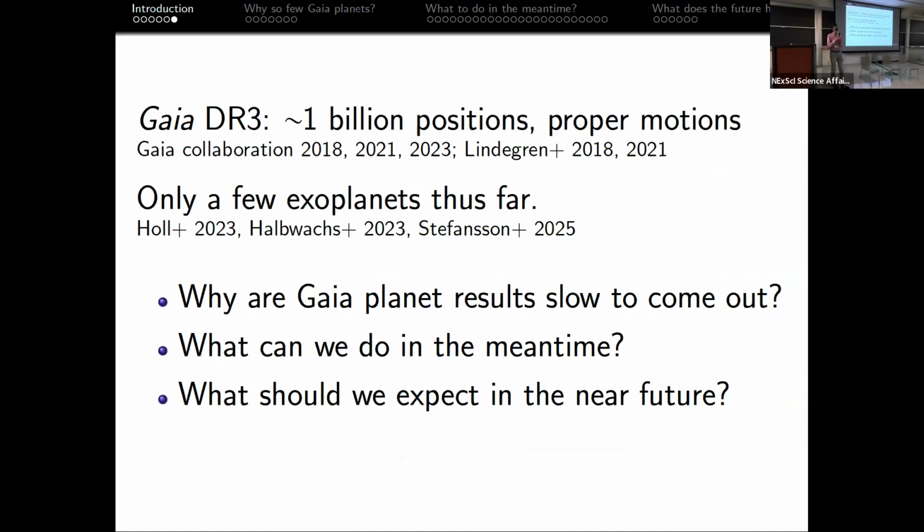So why is that? I'm going to try to break this talk down into 3 different parts. The first: why are these results slow to come out? How is the sensitivity going to change with time? What really sets Gaia's ability to discover exoplanets? A second, and the largest part of this, is going to be what we can do in the meantime, and that's going to anticipate or lead into some of the things in the hands-on session. And finally, what should we expect in the near future? Unfortunately, this is going to have fewer plots, more of me talking at you.